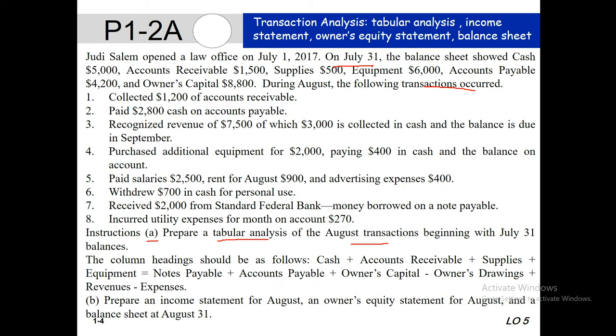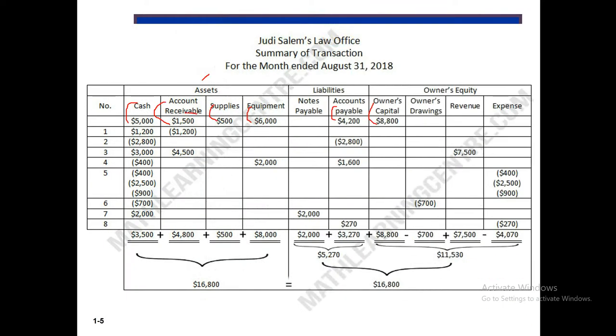During August the following transactions occurred. Number 1, collected 1200 of accounts receivable. Please look here, this is our accounts receivable balance, 1500. From there we have collected 1200 of accounts receivable. So our asset cash will be increased and asset accounts receivable will be decreased here.